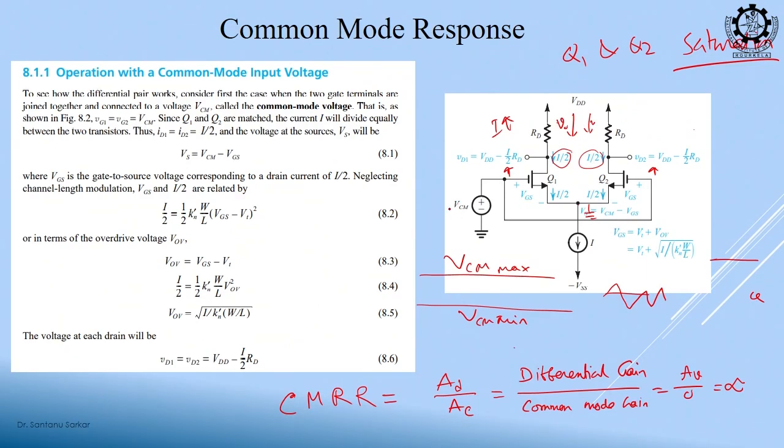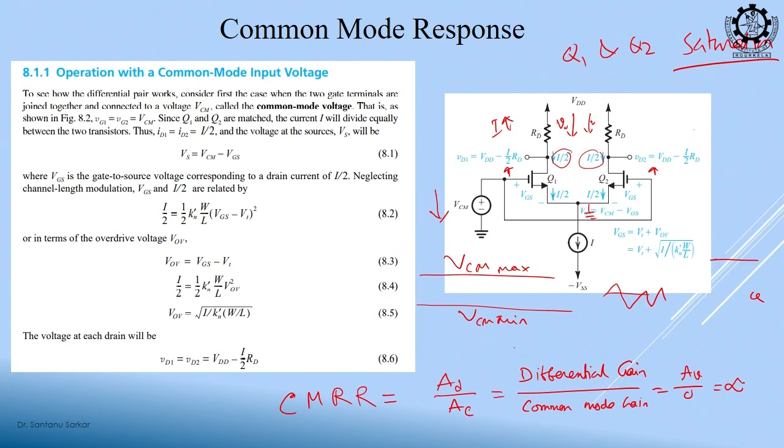If your input common mode voltage is very low, if it falls below Vt, so for Q1 and Q2, the effective VGS falls below Vt, they will not carry current, right. So, your output will go to clip. If 0 current is flowing, the output of both of the branches will be VDD, the maximum possible.